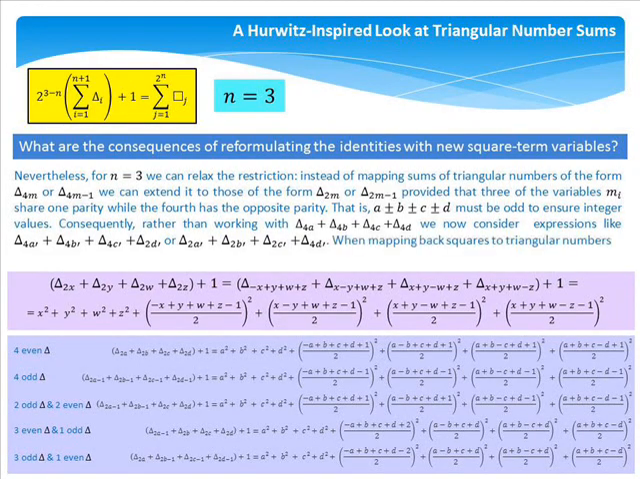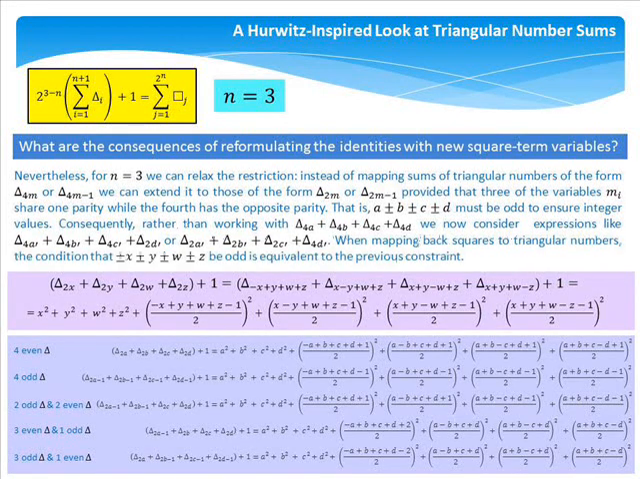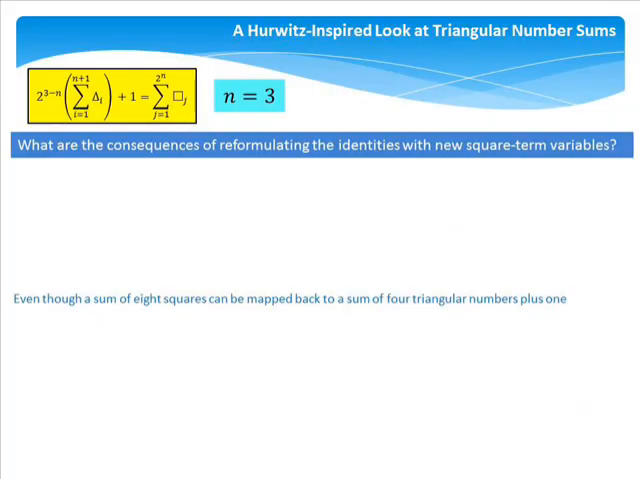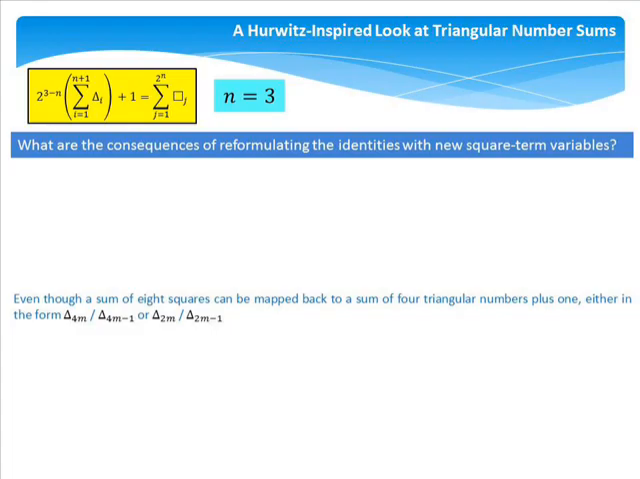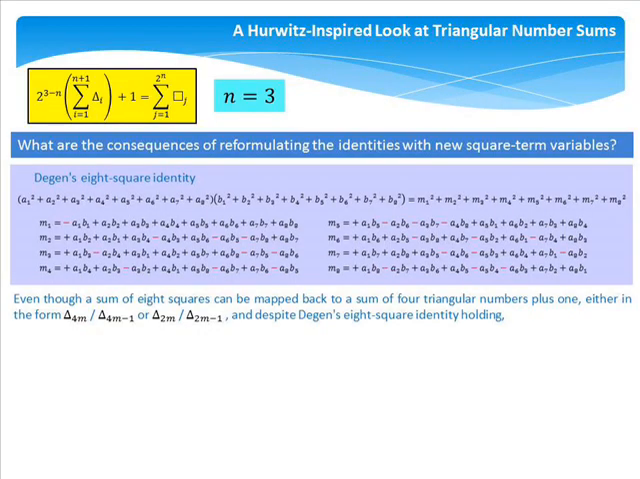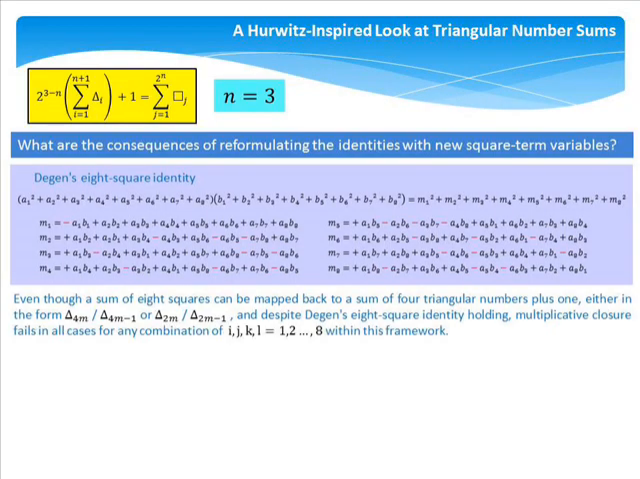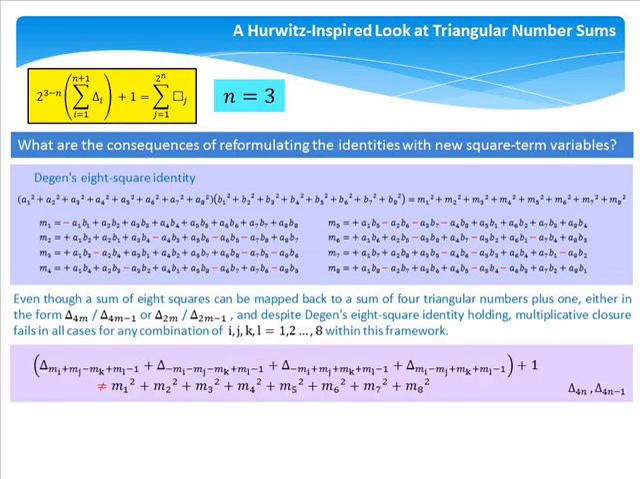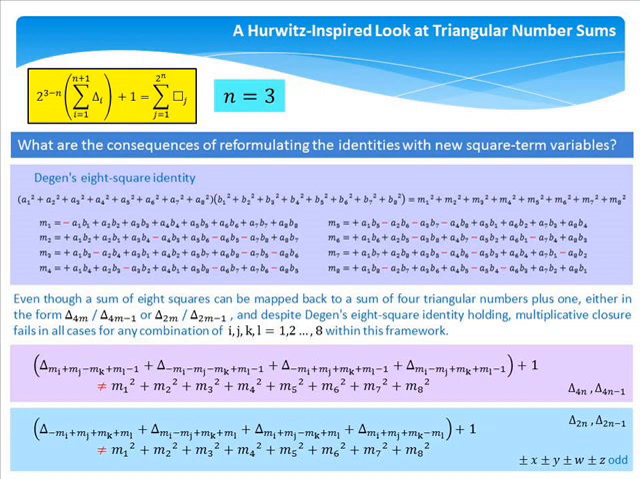When mapping back squares to triangular numbers, the condition that ±x ±y ±w ±z be odd is equivalent to the previous constraint. Even though a sum of 8 squares can be mapped back to a sum of 4 triangular numbers plus 1, either in the form 4m minus 1 or 2m minus 1, and despite Degen's 8 square identity holding, multiplicative closure fails in all cases for any combination of i, j, k, l from 1 to 8.